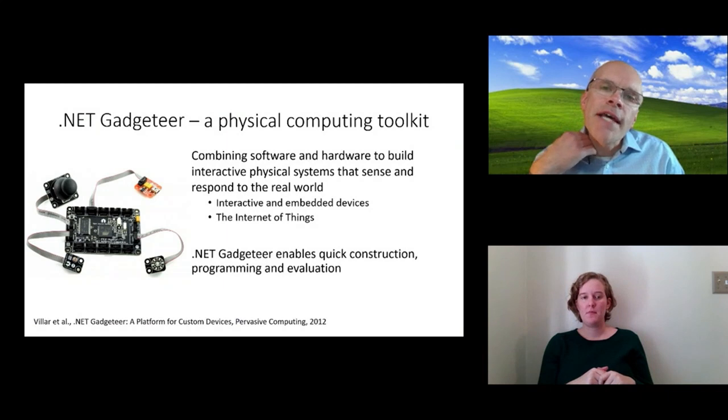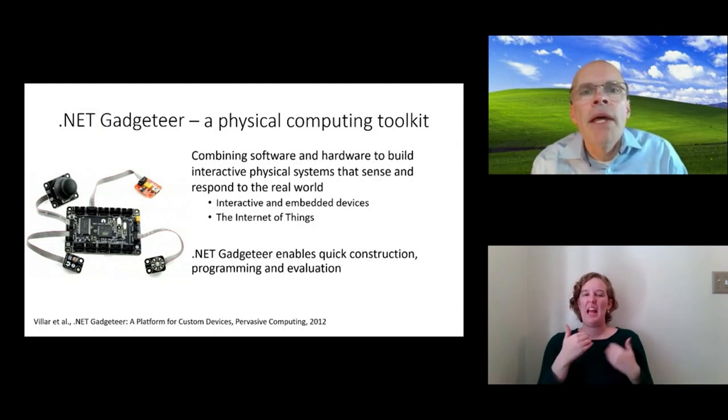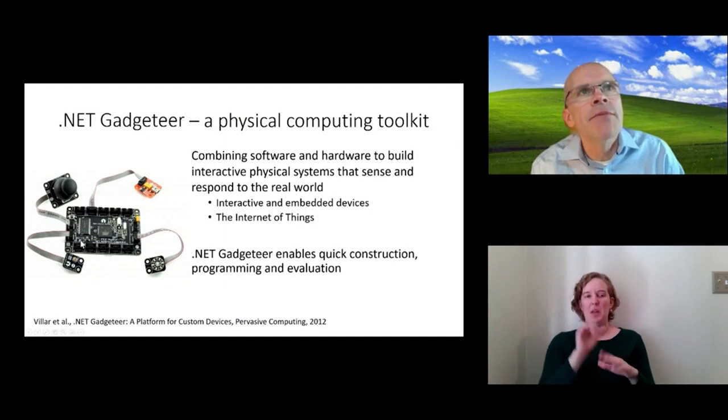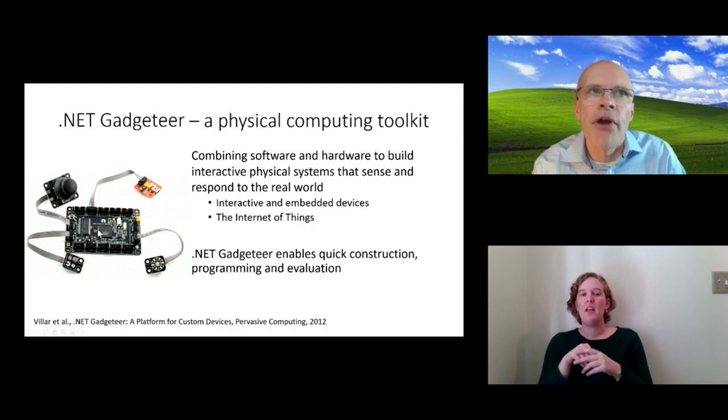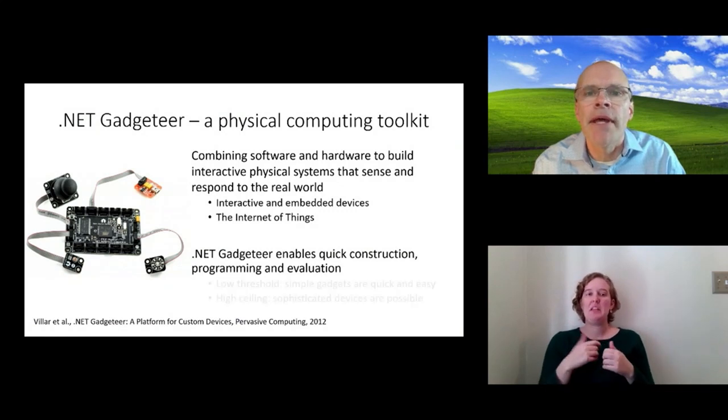Gadgeteer consists of a set of hardware modules. Each of them has some kind of functionality. So in the picture here, some example modules. There's a joystick here. There's a light sensor here. There's some LEDs here. And these modules all plug into a processor board, and the processor board is programmed so that it consumes some of these sensor inputs and maybe controls the output like the display.